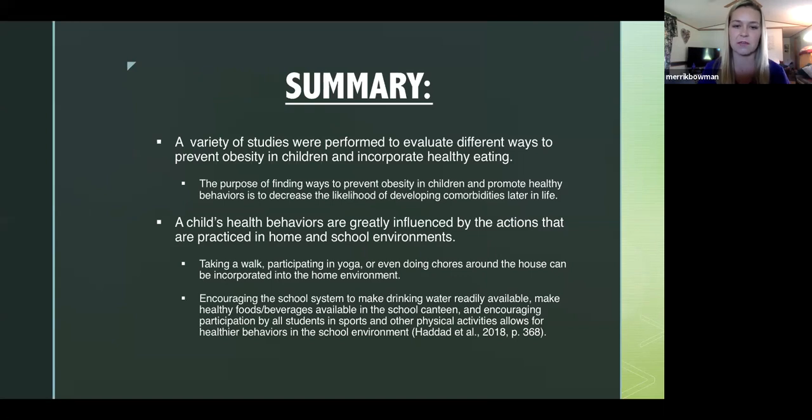A child's health behaviors are greatly influenced by the actions that are practiced in home and school environments. Taking a walk, participating in yoga, or even doing chores around the house can be incorporated into the home environment. Encouraging the school system to make drinking water readily available, make healthy foods and beverages available in the school canteen, and encouraging participation by all students in sports and other physical activities allows for healthier behaviors in the school environment.